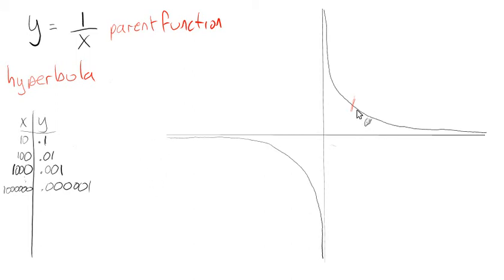So this idea that we'll take 1 and we'll divide it by this bigger and bigger and bigger number x, and then y will never quite get all the way down to 0. We imagine that there's this horizontal line here, and we call it the horizontal asymptote.